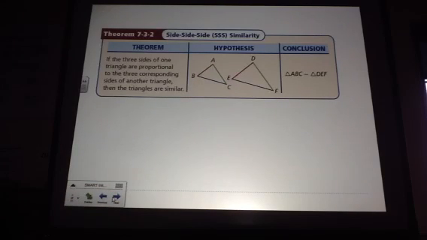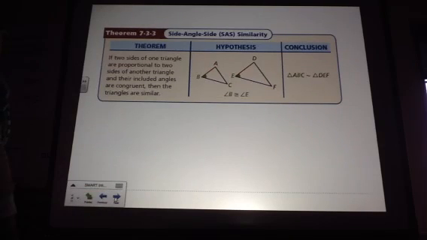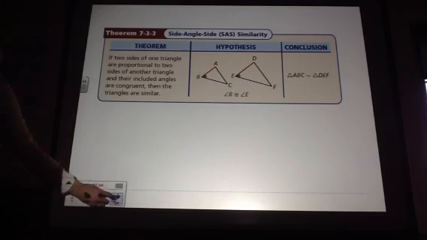Okay, another theorem here, side-side-side similarity. Kind of like the side-side-side congruency. If the three sides of one triangle are proportional to the three corresponding sides of another triangle, then the triangles are similar. Got another theorem here, your side-angle-side. If two sides of one triangle are proportional to two sides of another triangle, then their including angle, make sure it is the including angle. Angle B is included in AB and BC. Angle E is included in DE and EF. Then the triangles are similar.